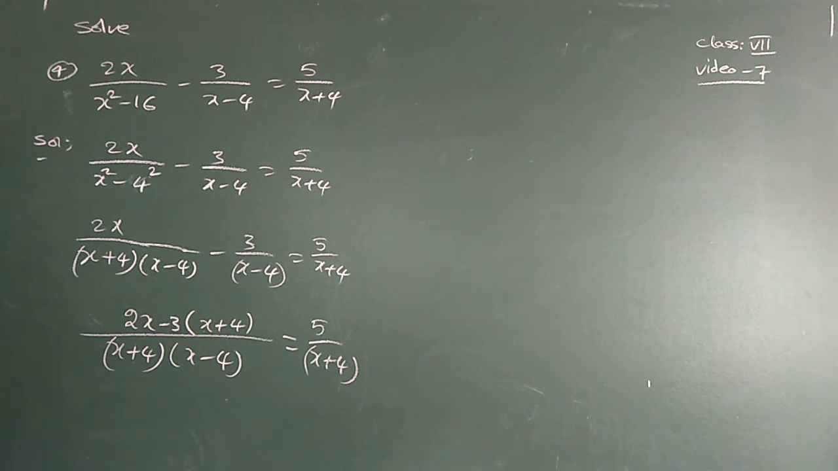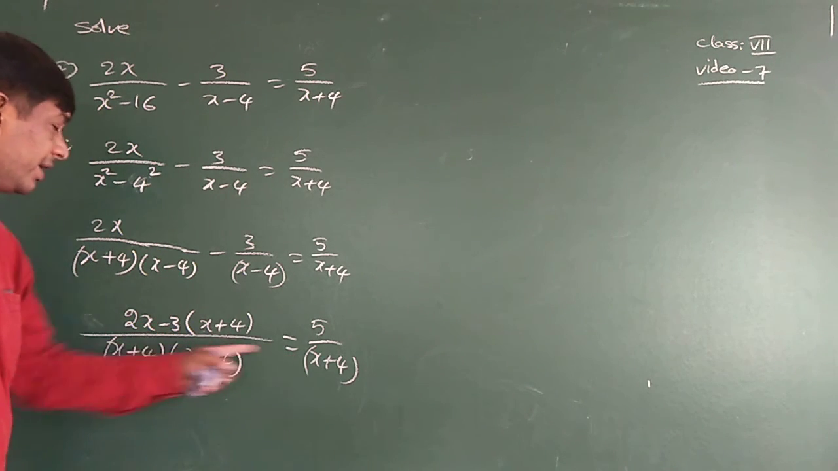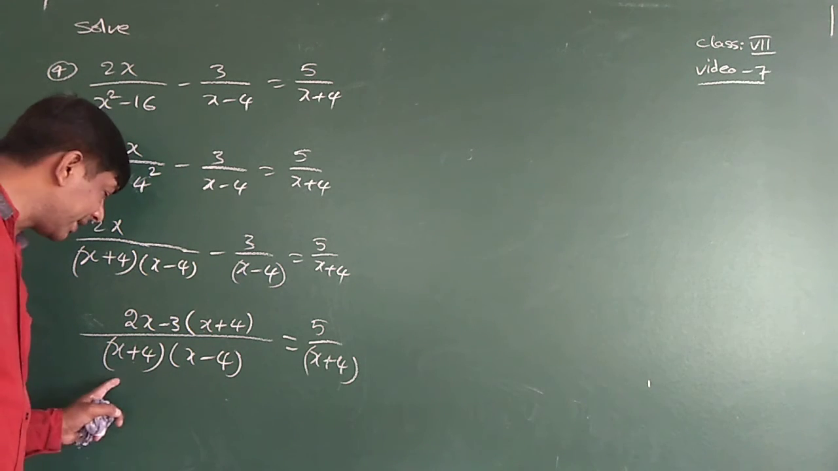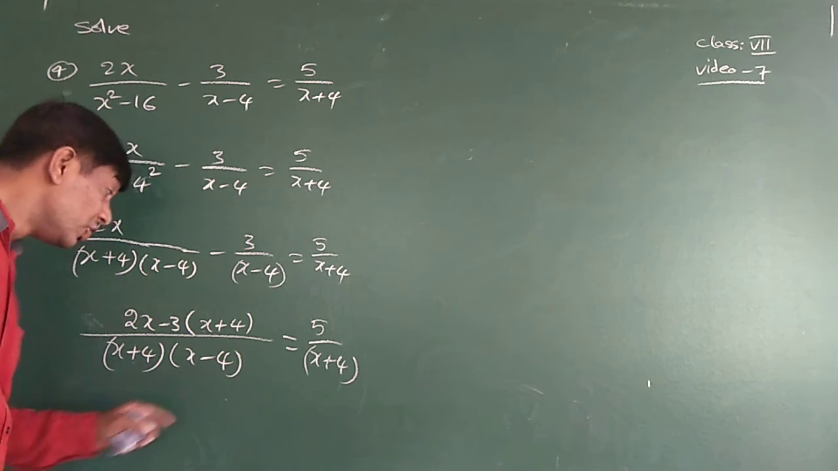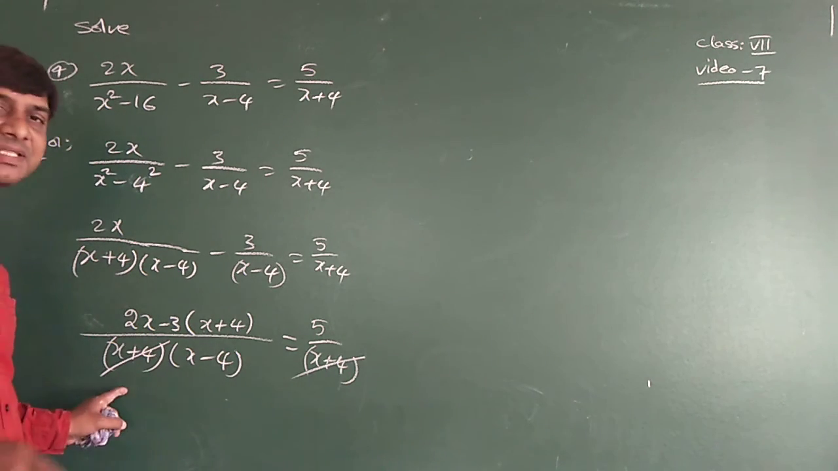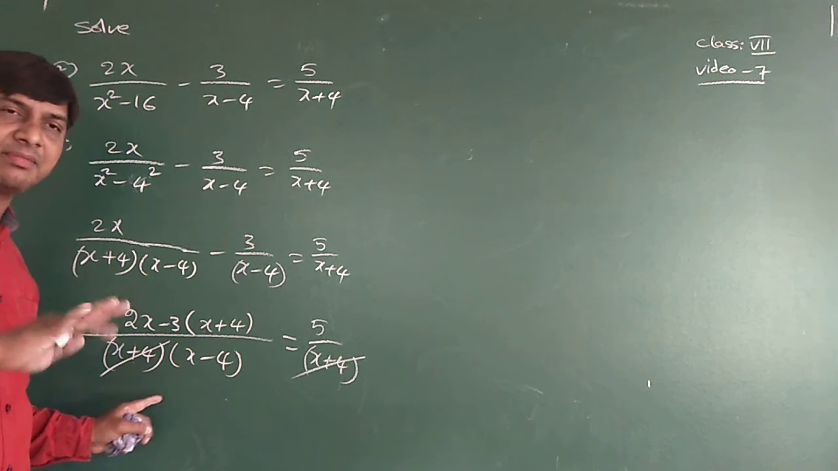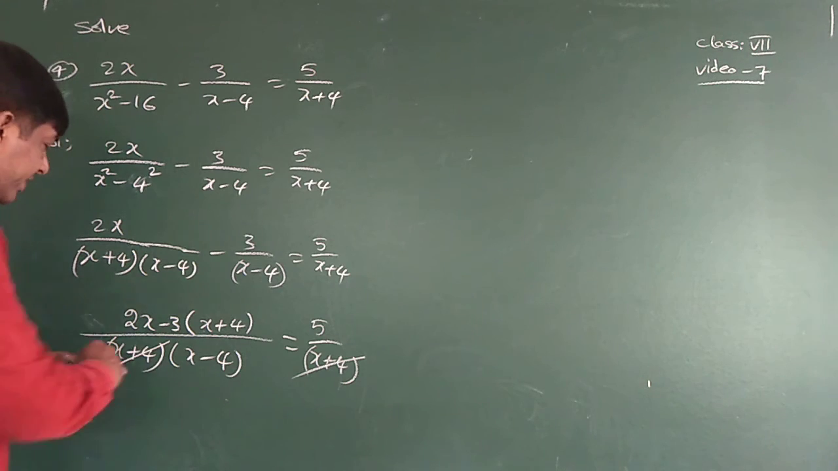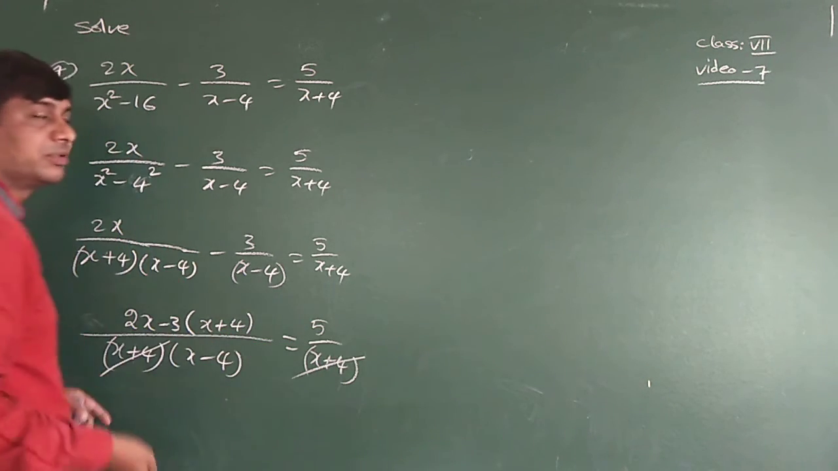Since both denominators have x plus 4, and on the left this is in product form, x plus 4 into x minus 4, you can cancel them. If a plus or minus symbol is there, you can't cancel. Because when you transpose this value, it comes into the numerator. You will get it cancelled.